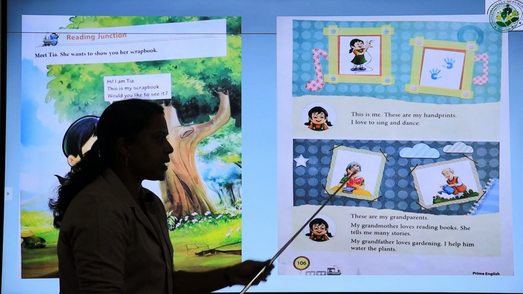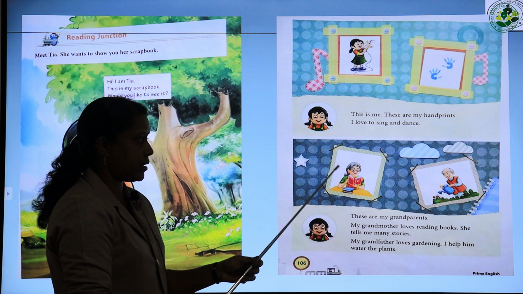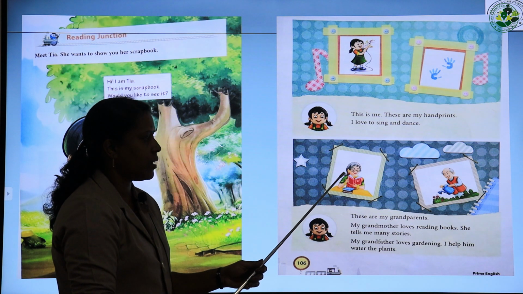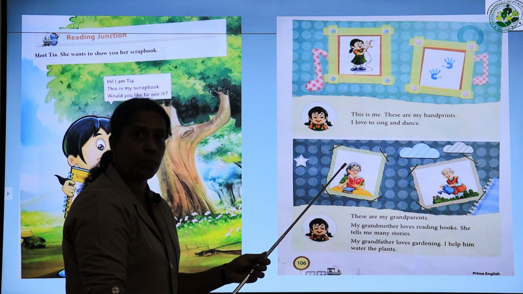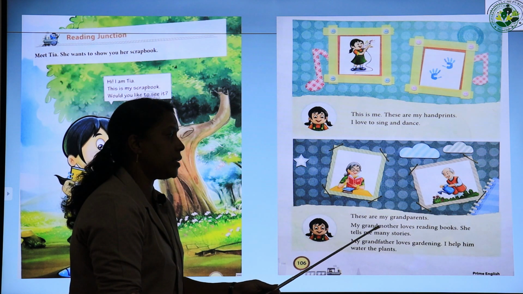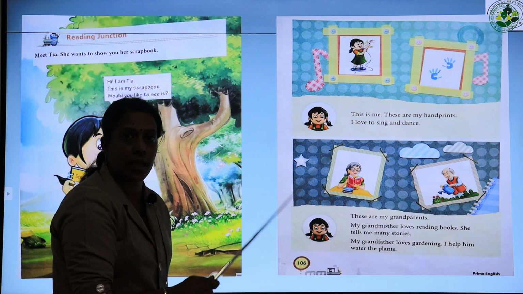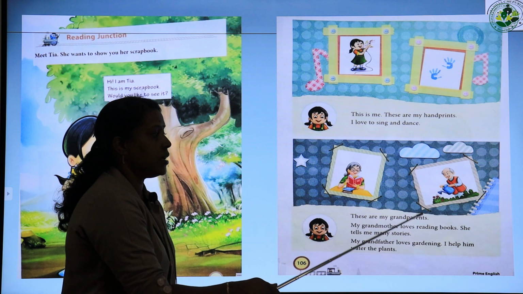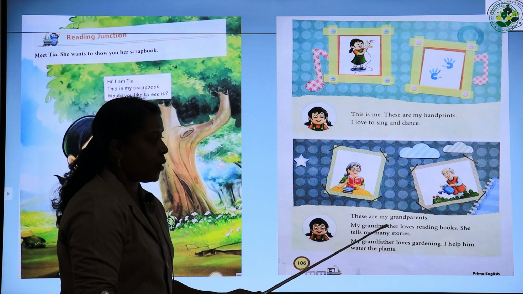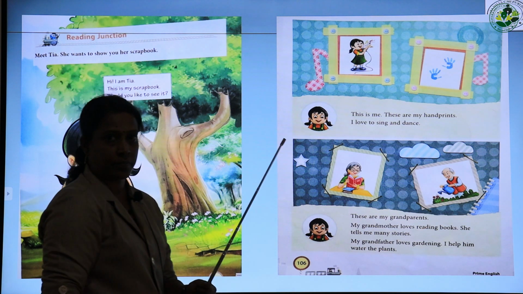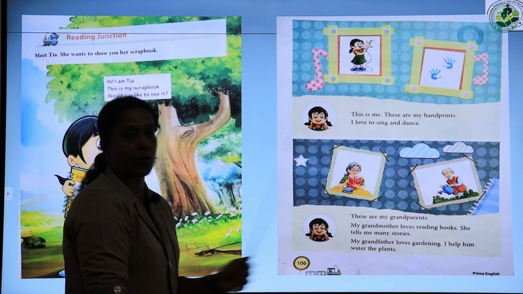Look here. What is the grandmother doing here? Who is this? This is her grandmother. What is she doing here? She is reading books, isn't it? The grandmother is reading books. My grandmother loves reading books. So, Tia's grandmother loves reading books. What does she love? She loves reading books.